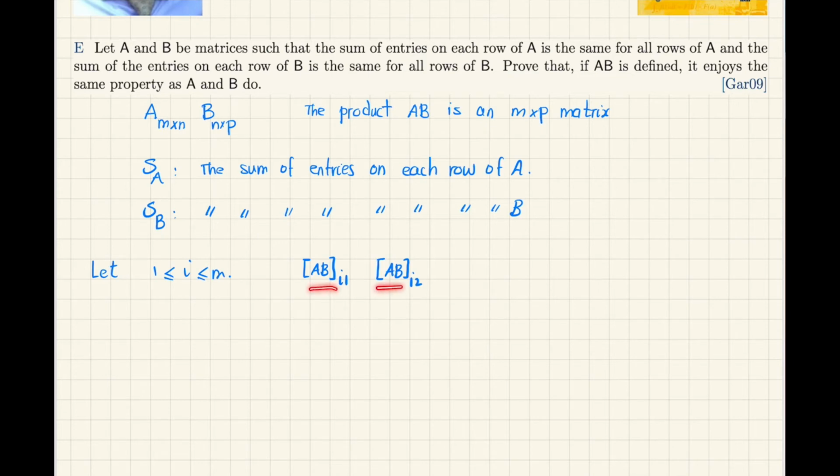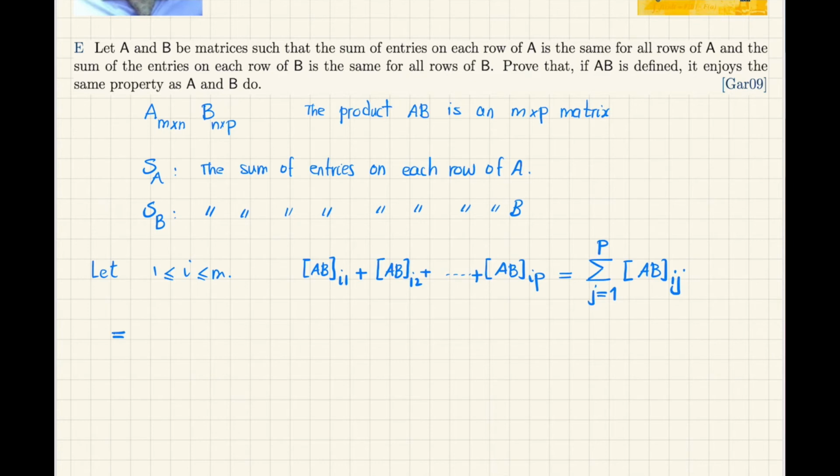How many entries do we have? Because this matrix is an m by p matrix, I can continue this list until AB ip. Yes? And then I want to add them. And the claim is that this sum is always the same regardless of the value of i that you choose in this interval. Okay? So it would be easier if I write this sum as a sigma. So I would write this as a sigma of AB ij. i is fixed, but j runs from 1 up to p.